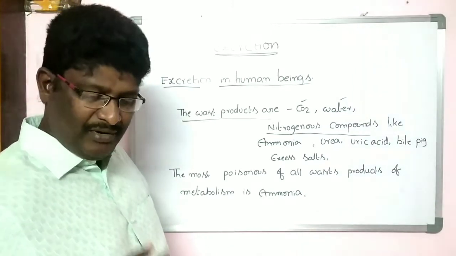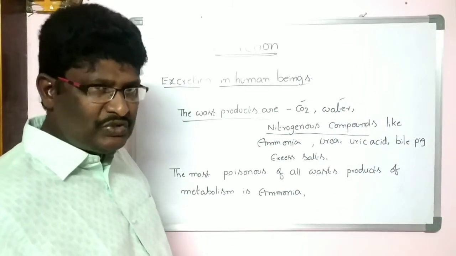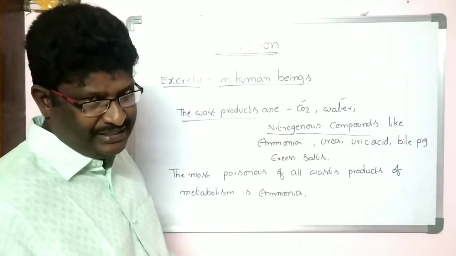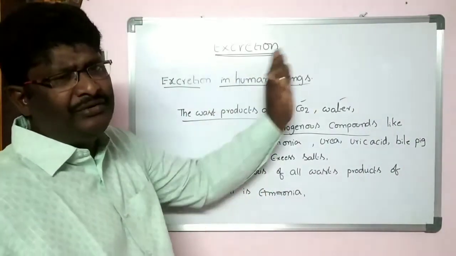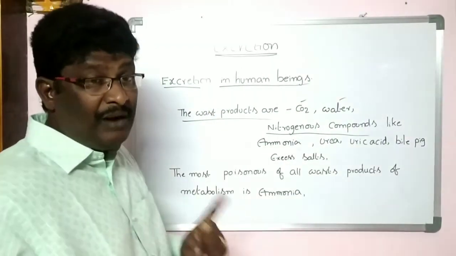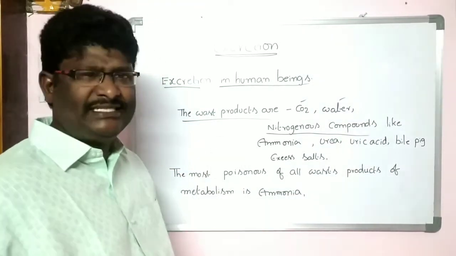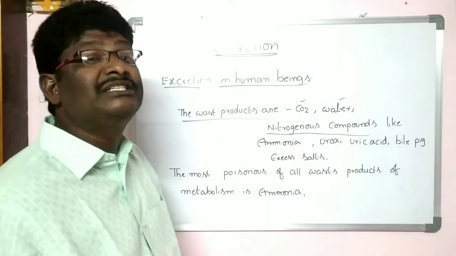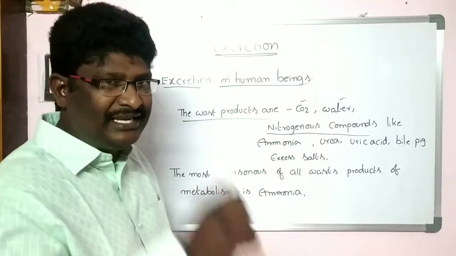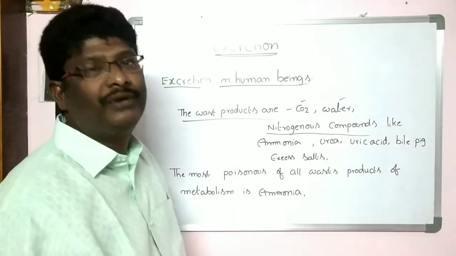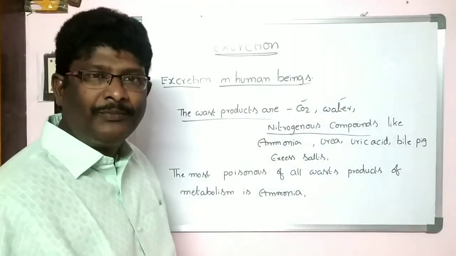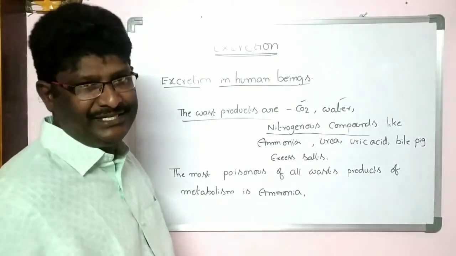When metabolic activities take place in our body, so many nitrogenous waste materials are produced. Among all the nitrogenous waste materials, ammonia is the most poisonous. So that's the reason it should be sent out from our body. That process is known as excretion.